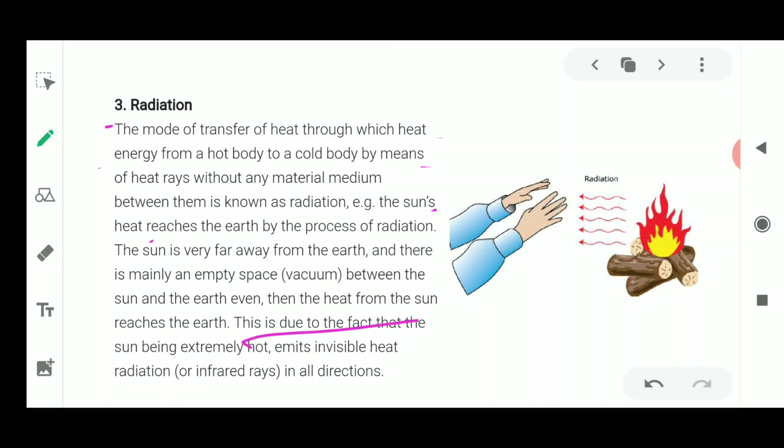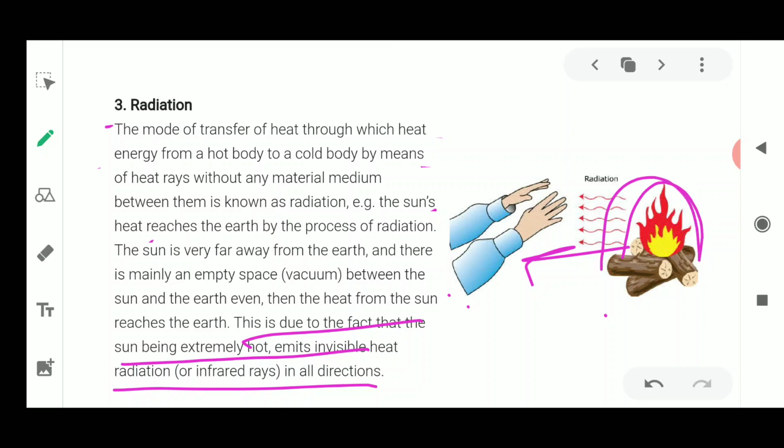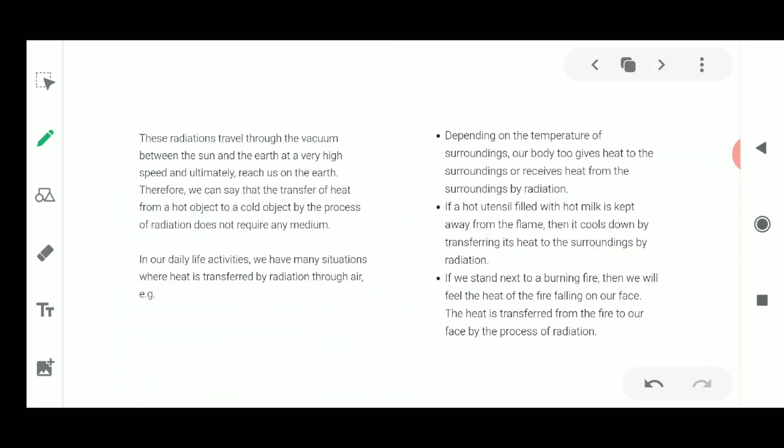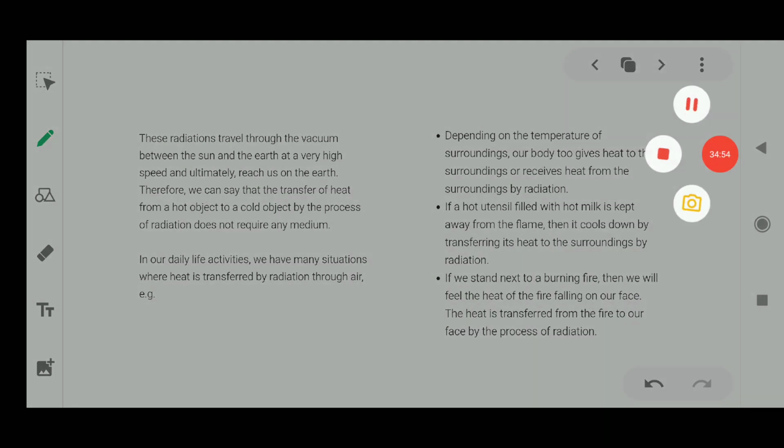This is a fact because of which the sun is extremely hot. It emits invisible heat radiation, infrared, in all directions. In the same way, this radiation could be seen when you light up a fire, and you sit just away from the place of the fire, then also the radiation is reaching towards you. Okay, one more example could be there. There will be convection because the heat is flowing because of convection. Fine. So radiation could be seen just beside this place where heat of the fire is seen in the form of radiation. Okay, these radiation could travel.